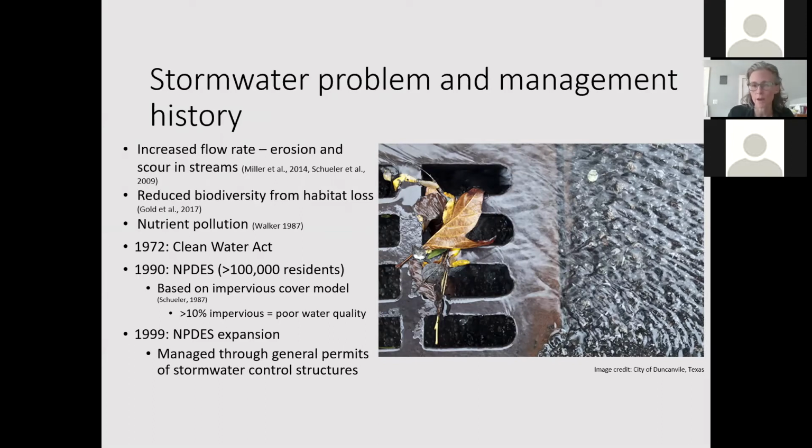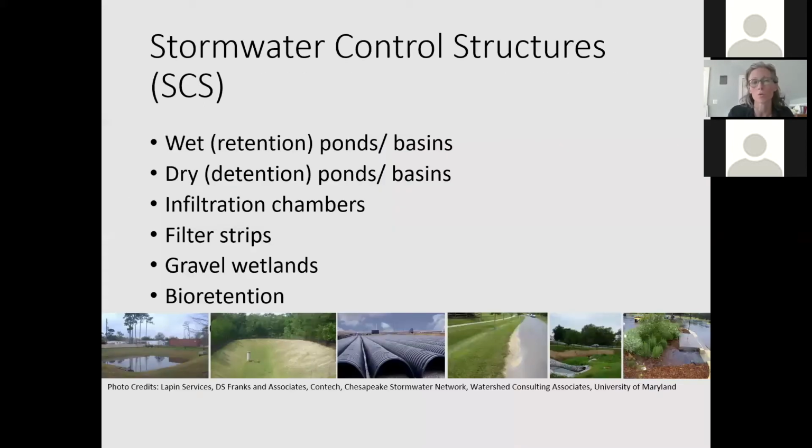This is a lot of background, but this is an important key element, which is that we manage the general permits using stormwater control structures. And stormwater control structures are what we're going to talk about today. So what are they? They're just the practices that people use in order to reduce that volume and reduce the pollutant loading. And so they're things like wet retention ponds, dry ponds, infiltration chambers, filter strips, gravel wetlands, bioretention. It can be a bunch of different things.